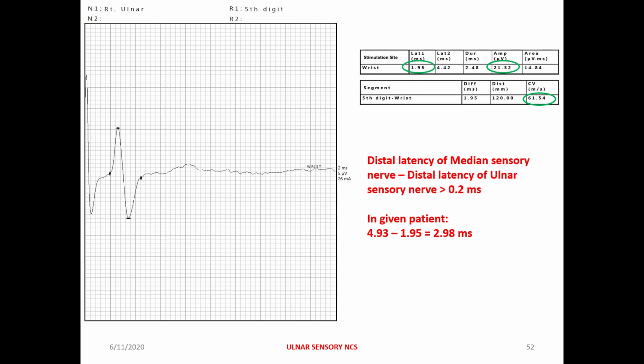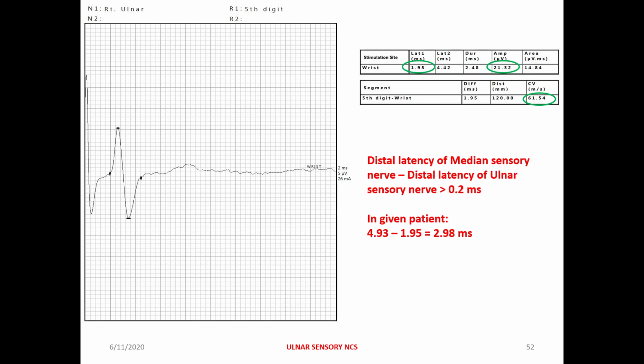If the difference of latency for motor nerve conduction study is more than 1.1 millisecond, it is CTS. And if the difference of latency between ulnar and median in sensory is more than 0.2, then also it is CTS, carpal tunnel syndrome. But ideally, in the report, it should not be written carpal tunnel syndrome. Even if you are performing, no need to write carpal tunnel syndrome. It should be written entrapment of median nerve at wrist.